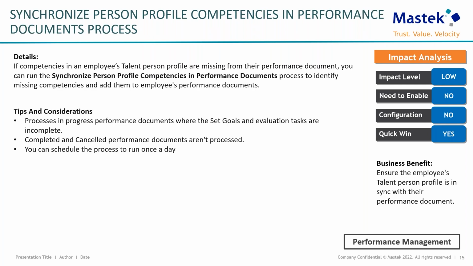Synchronize person profile competency in performance document process. So if competencies in the employee talent person profile are missing from the performance document, now you have a new scheduled process introduced named synchronize person profile competency in performance document, which you can run on a daily basis, or maybe you can schedule it to run once in a day, which will basically help identify missing competencies and add them to the employee's performance document. This feature is basically beneficial to ensure that the employee's talent profile is in sync with their performance document.